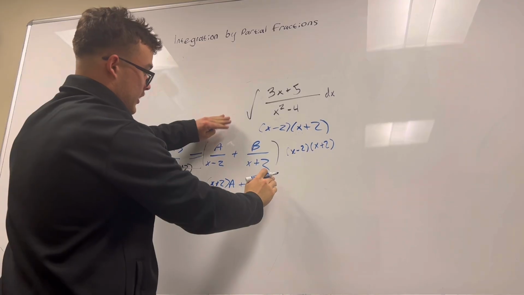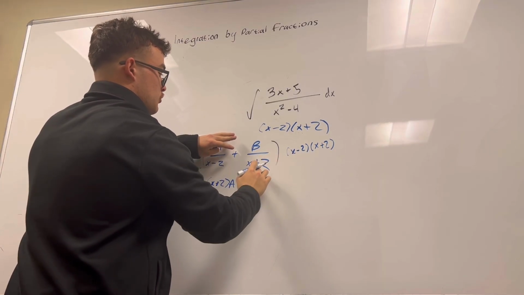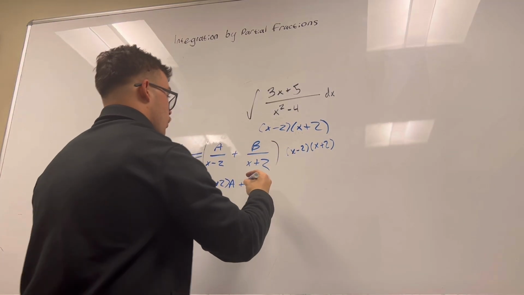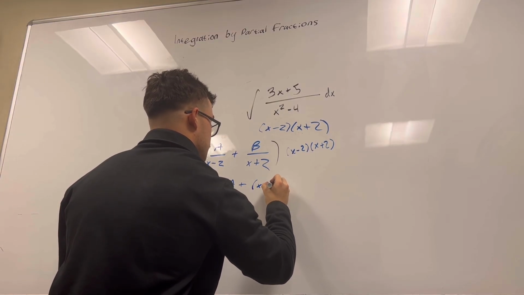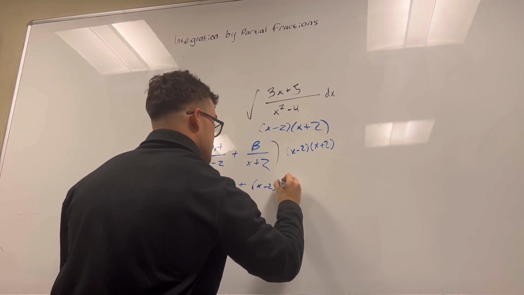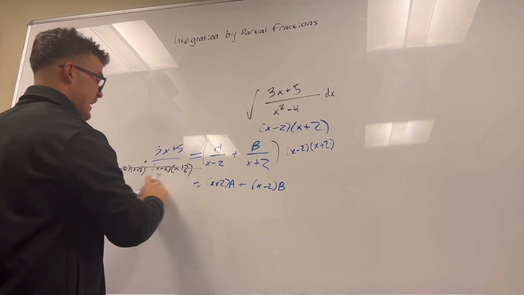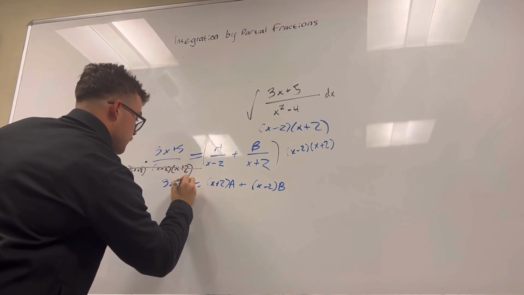This is just this term, so now let's also do the other term. Pretending this doesn't exist right here, when you multiply this by this, you're going to find that x plus 2 cancels. So you're going to be left with b times x minus 2, but let's keep it consistent: x minus 2b. And now we know that equals, since we canceled the denominator here, 3x plus 5.